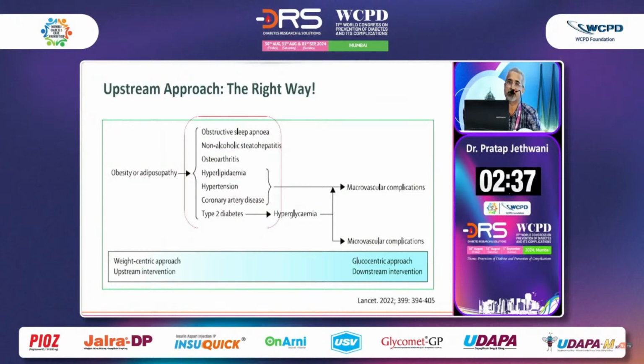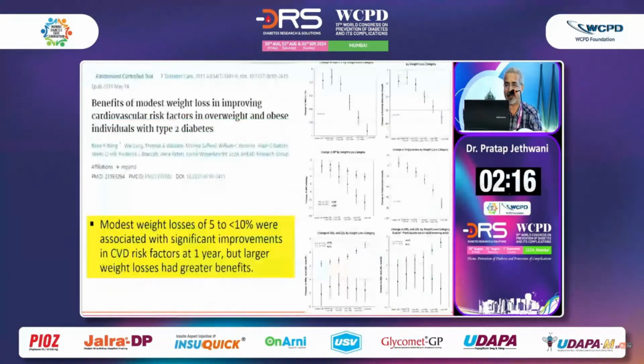Upstream approach, that is weight-centric approach, and glucocentric approach is now considered as the downstream intervention, because you are targeting glucose once the disease develops and the setting of complications has done. But if you target body weight early in the course of the disease, you can prevent all the cardiometabolic abnormalities which are associated with excess adipose tissue.